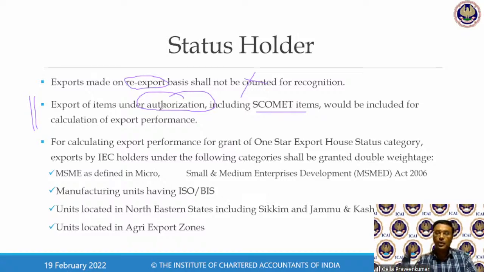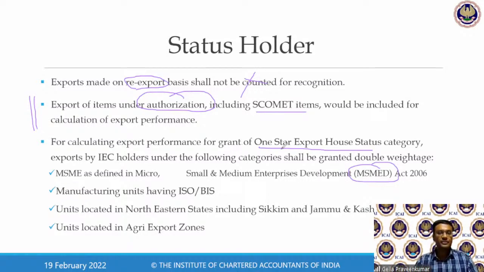Sir, I exported 50 lakh worth goods to a foreign nation. I sold 20 lakh worth goods to this advance license holder. For the purpose of this status holder's exports, that 50 lakhs and this 20 lakhs, both will be taken into calculation. Now, for this 1-star export house category, importance is given to something called MSME.